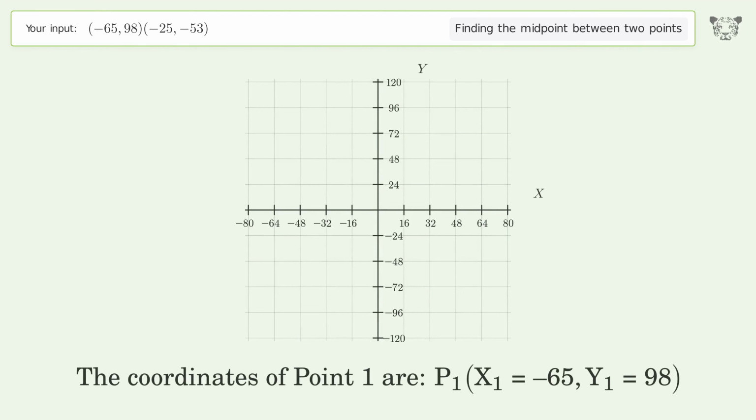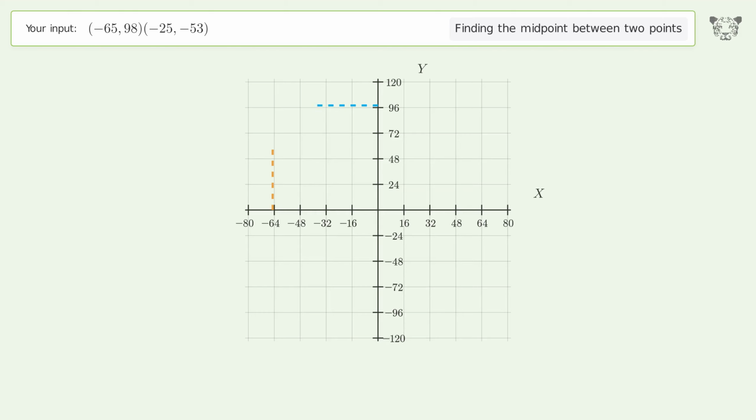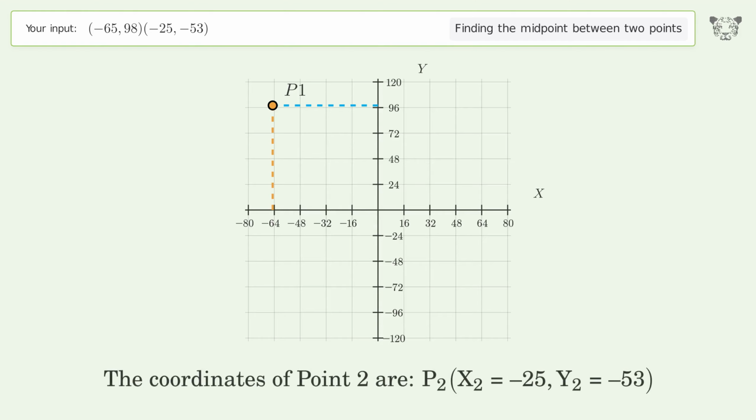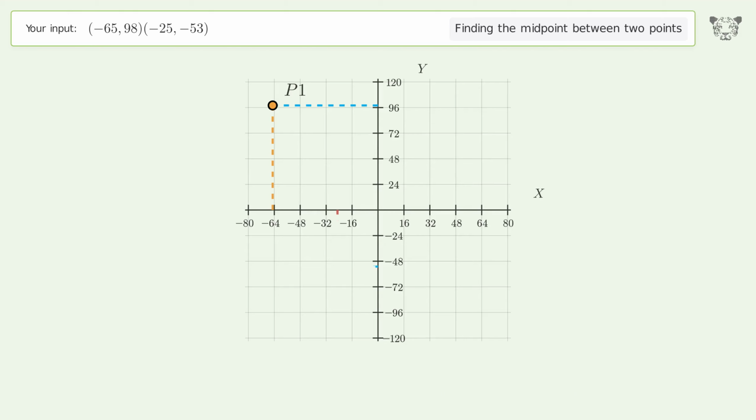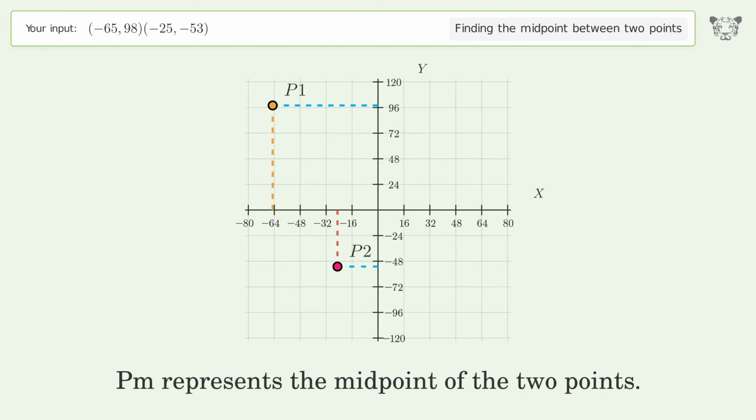The coordinates of point 1 are x1 equals negative 65, y1 equals 98. The coordinates of point 2 are x2 equals negative 25, y2 equals negative 53. PM represents the midpoint of the 2 points.